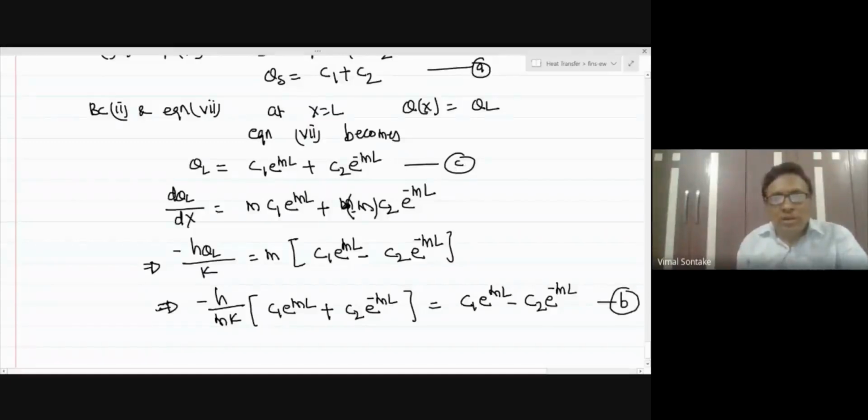Please do not change the order. This is equation number B, and this is equation number C. Otherwise, you will get confused. And the value of theta L I have got from this.